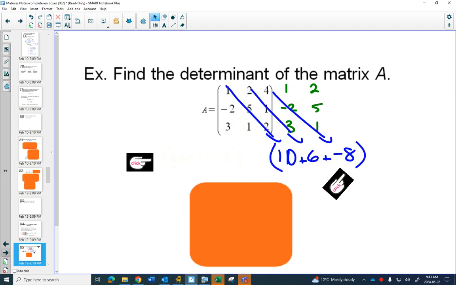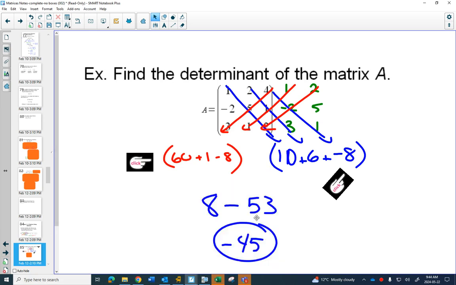There's your arrows in one direction. There's your arrows in the other direction. Add them both up. And we have a determinant of negative 45. So because this has a determinant, the inverse exists.